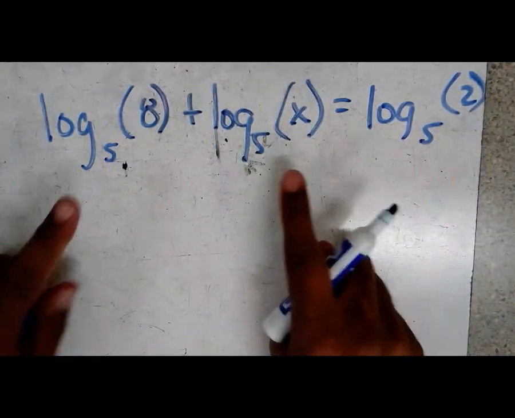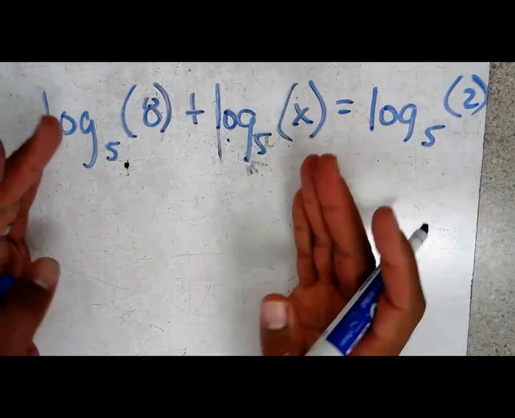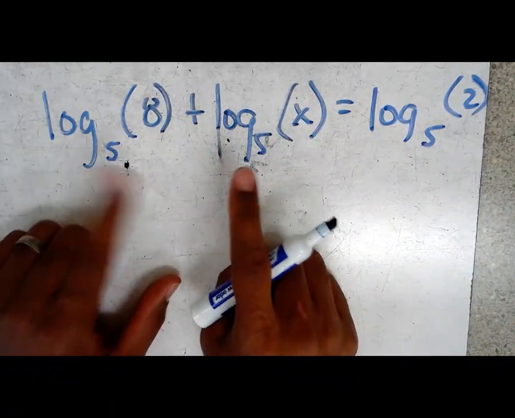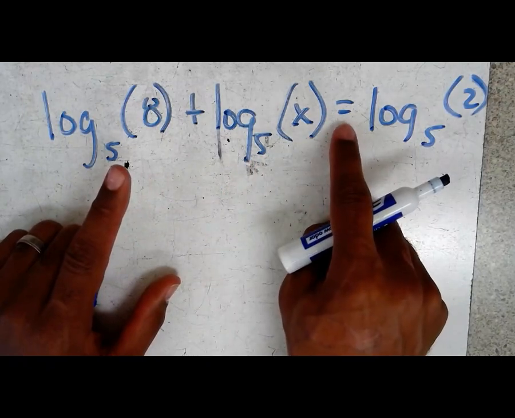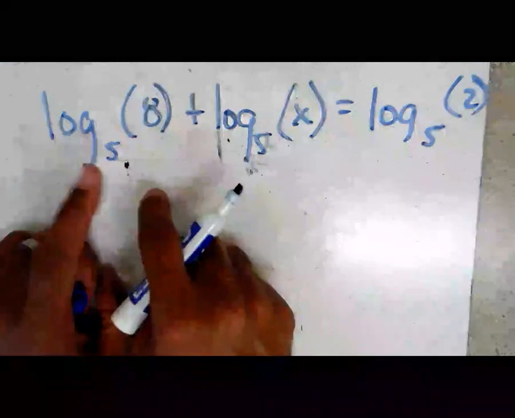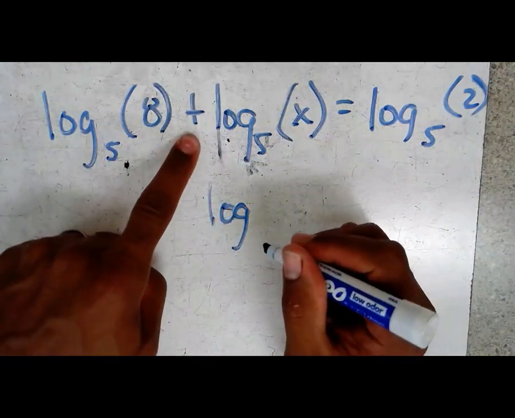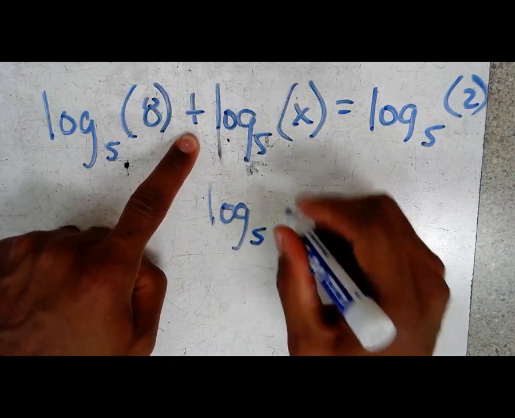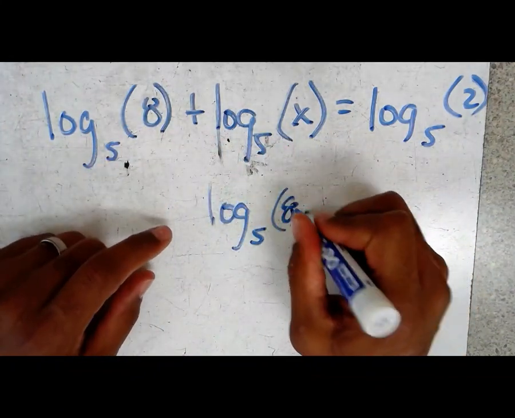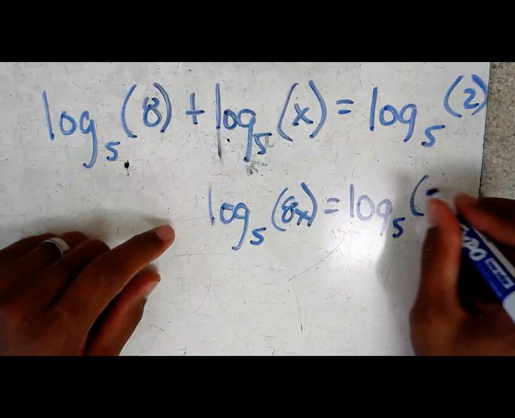Okay, so remember, when you're dealing with logs, we want to combine the logs if you have more than one on one side of the equal sign. In other words, here's the equal sign, and I've got two logs on this side, so let's combine those into one. Remember that if you add two logs together, you combine them by multiplying the a values. So a times x, that'd be 8x, equals log base 5 of 2.